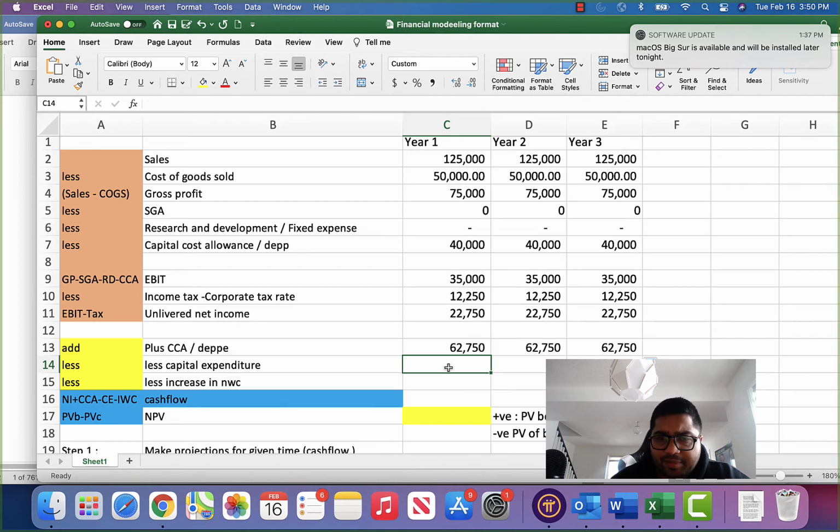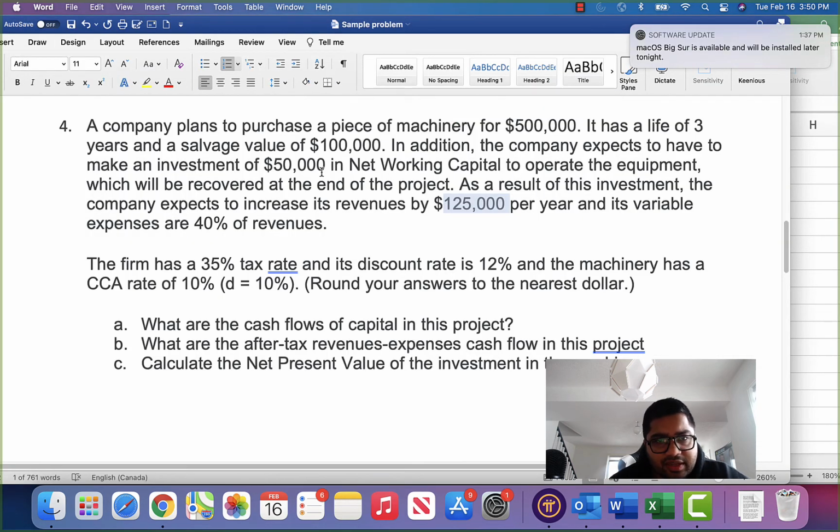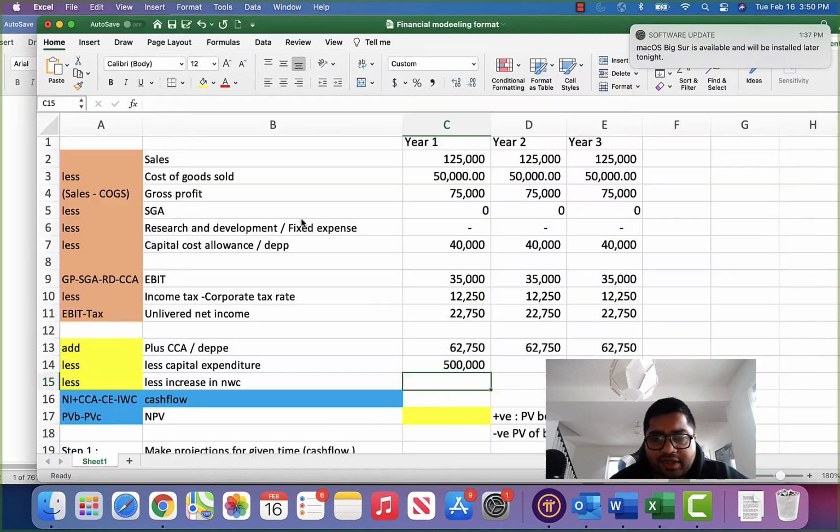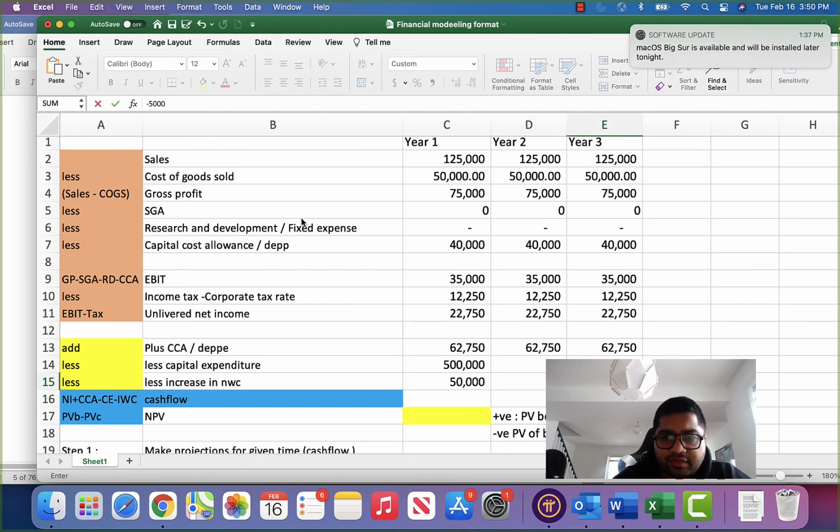We have to deduct capital expenditure. Capital expenditure is 500,000. Okay, and the salvage value is 100,000. So 500,000 is positive and 100,000 is negative. So you spend 500, you get back 100,000. Okay, increase in working capital is also there. 50,000 is the increase in working capital, so 50,000 positive, and it will be recovered at the end, so negative 50,000 here. Okay, so cash flows will be unlevered profit plus CCA, depreciation.